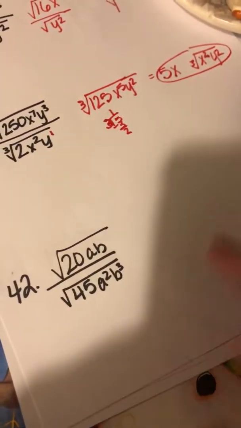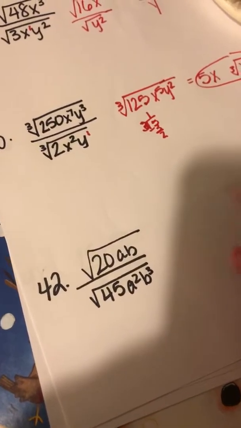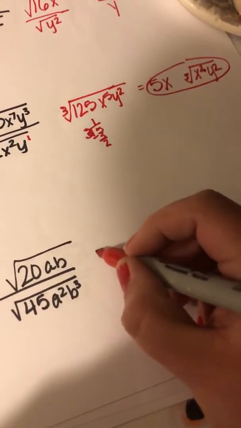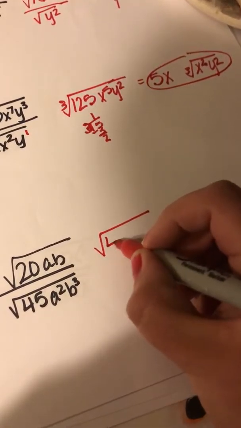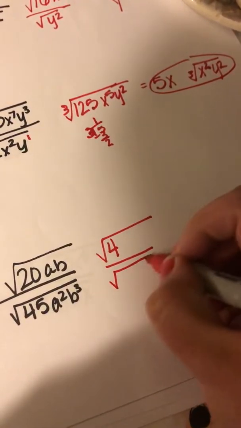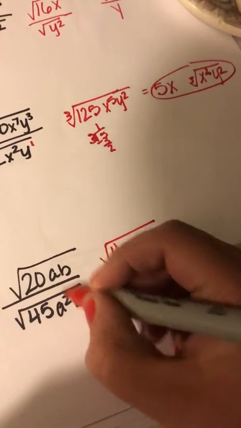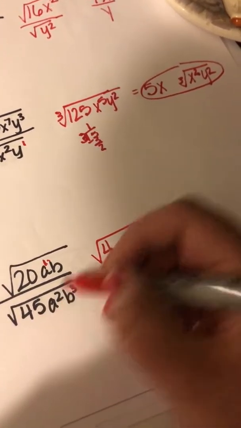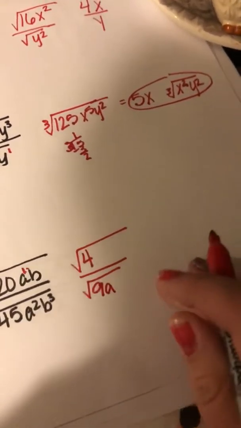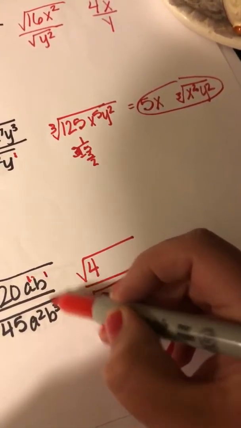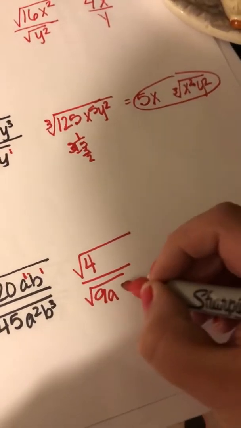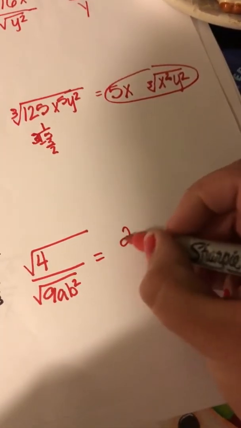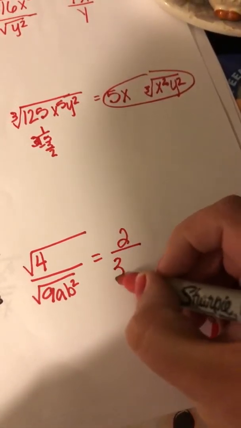All right, on this bottom one here, 42. Reduce that fraction, 20 over 45, that reduces by 5, so that's 4. On the bottom, that's 9. The a's will reduce. This is a to the first, this is a to the second, so a to the first will be on the bottom. And then this is b to the first and b cubed, 3 minus 1, that'll be b squared on the bottom. So when I simplify this, the square root of 4, that's 2. The square root of 9, that's 3.